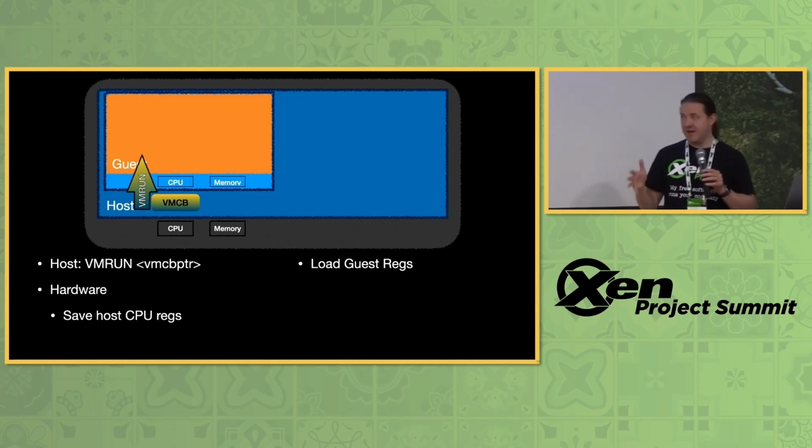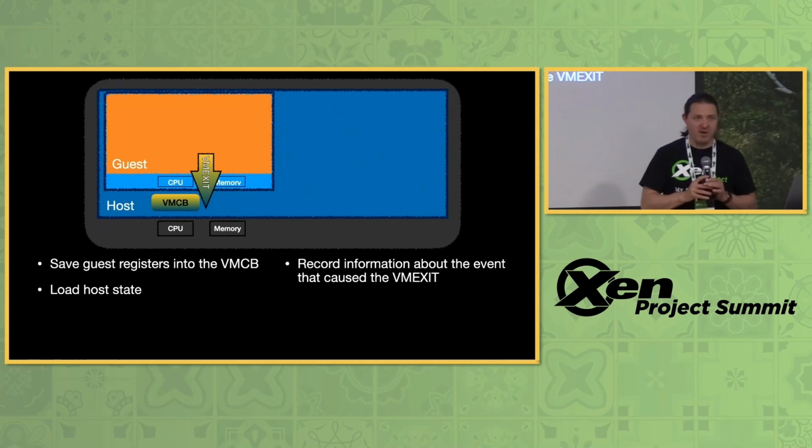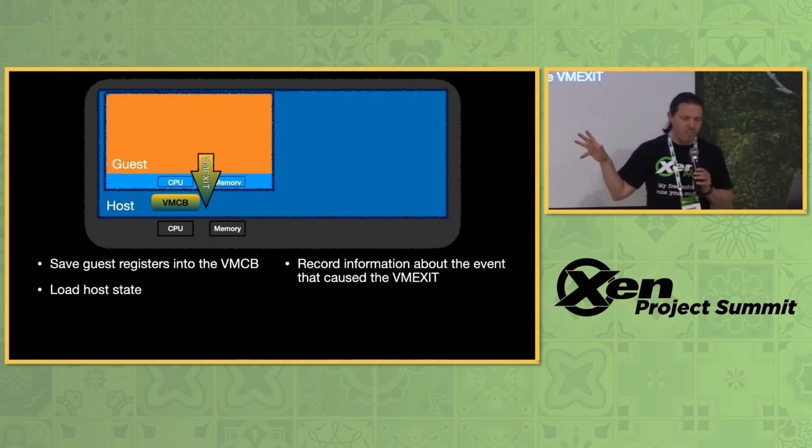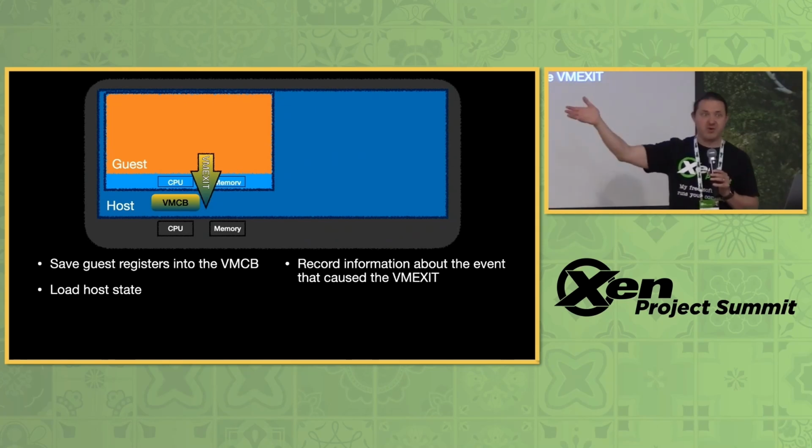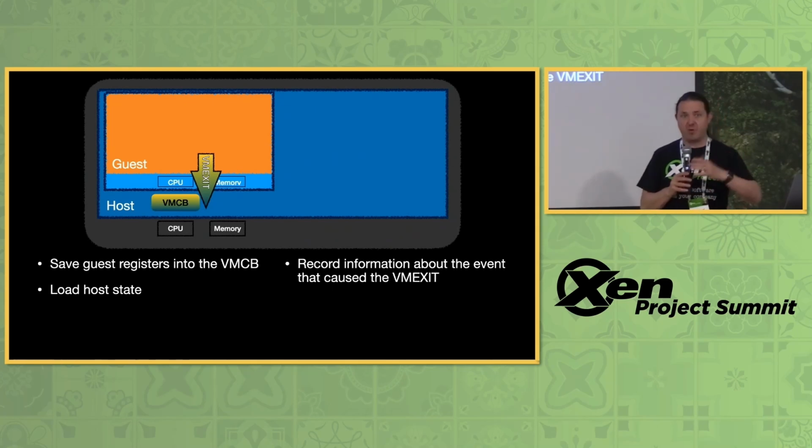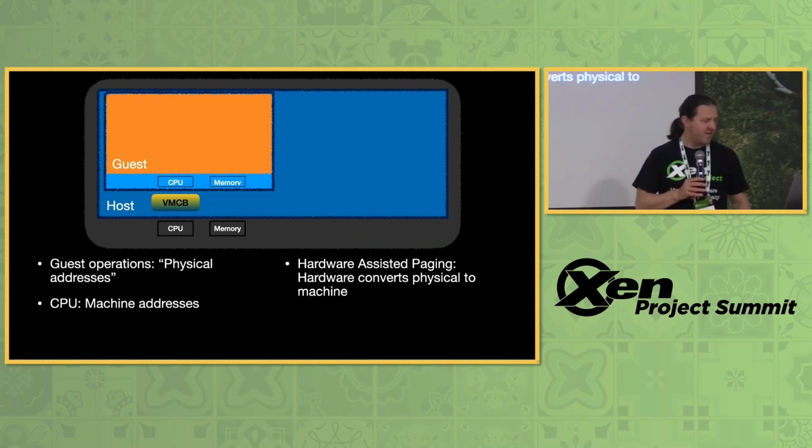Then it runs just as normal until one of the events happens that you've asked to intercept, at which point a VM exit happens. The guest registers are stored back into the VM control block for the hypervisor to use. The host state is loaded back in, and information about the event that caused the VM exit is stored into the VM control block so that the hypervisor can take the appropriate action in response to that, and probably do a VMRUN again, and so on.